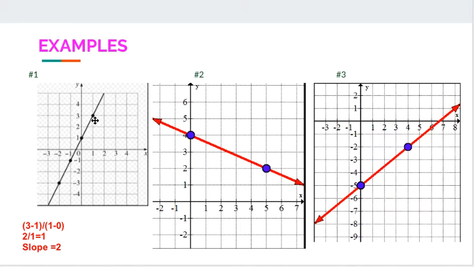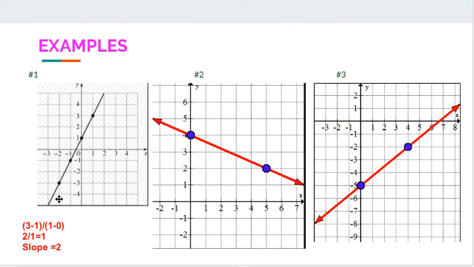So let's look at this first point right here. This point is bigger, so I will make this my y2 and x2 point. The y value of this point is 3, so I start here with 3. The y value of this point is 1, so I have 3 minus 1. The x value of this point is 1, so I have 1 here. And the y value of this point is 0, so I have 0 here.